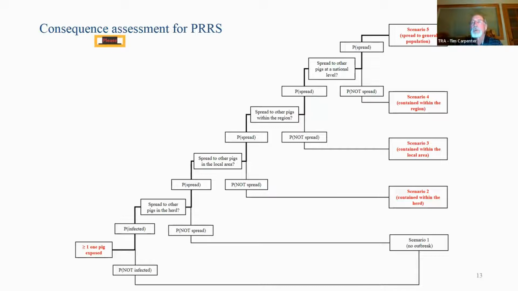So we're left with multiple different scenarios for our consequence analysis. Each of these would require more extensive analyses as they go up the ladder here, and more dire consequences.